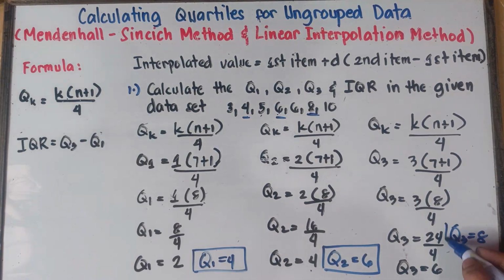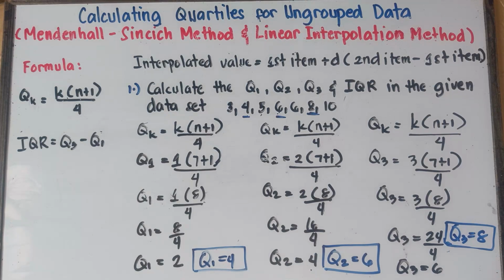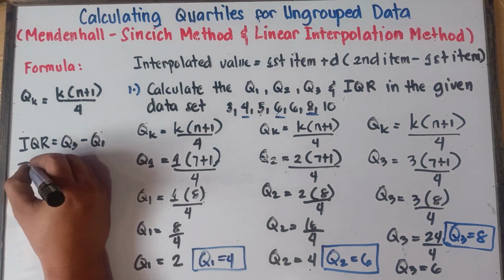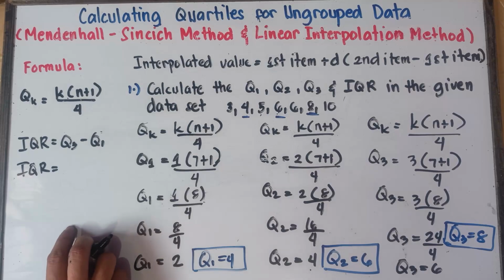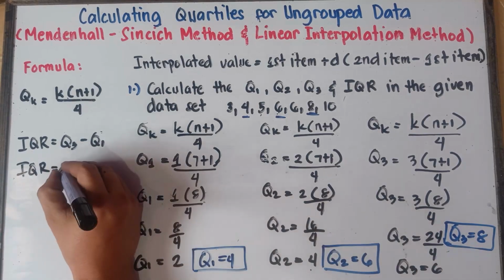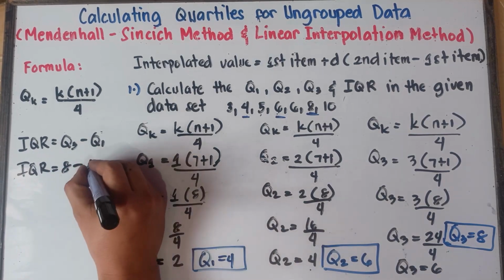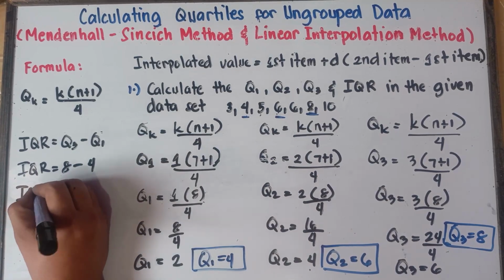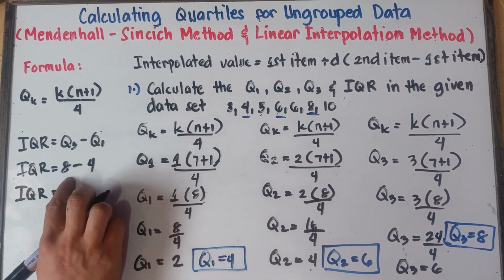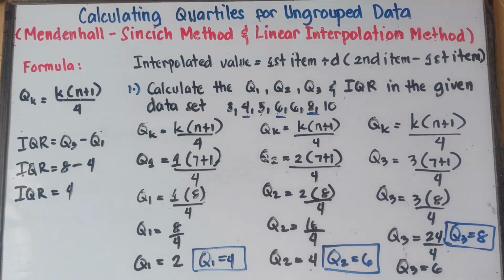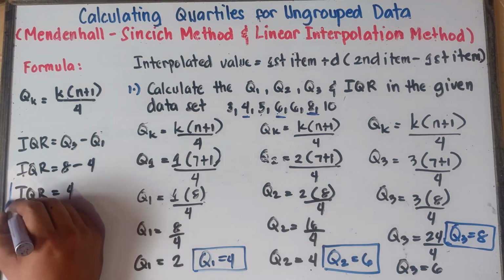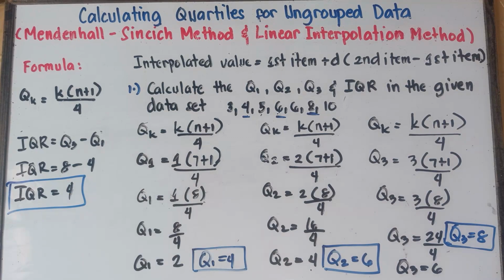And then your offset, class. Very easy, right? If the answer, class, is a whole number. And then, to get the interquartile range, the interquartile range is equal to quartile 3, that would be 8, minus quartile 1, that's 4. So IQR is equal to 8 minus 4, that would be 4. And that's it with regards to example number 1.